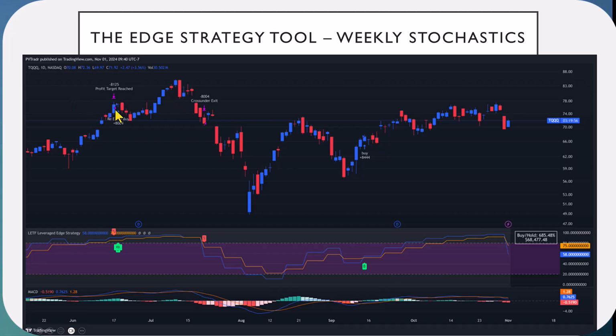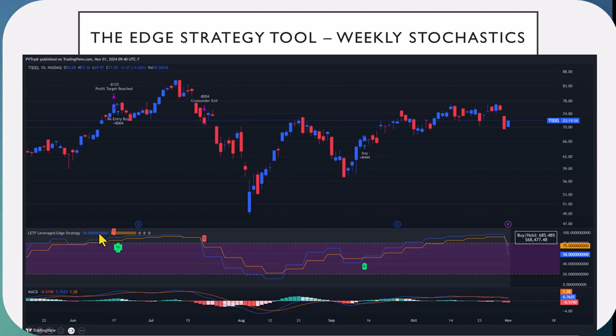So you have the signals up here on the top. This is the actual strategy tool down here with the leveraged edge strategy name here on the left. And it's hidden by these numbers right now, the blue and the yellow numbers, but there's a little thing down here that you can click on that is going to get you into the settings, and I'll show you that here in a minute.